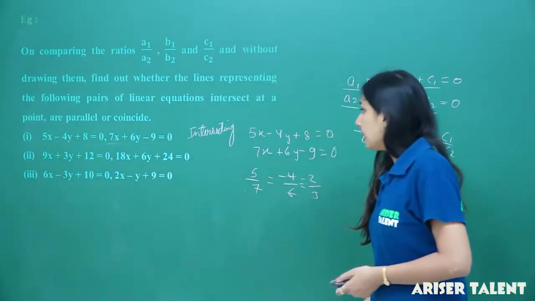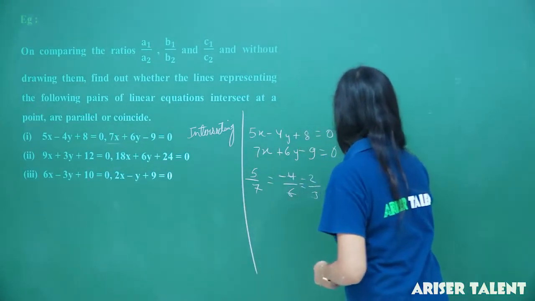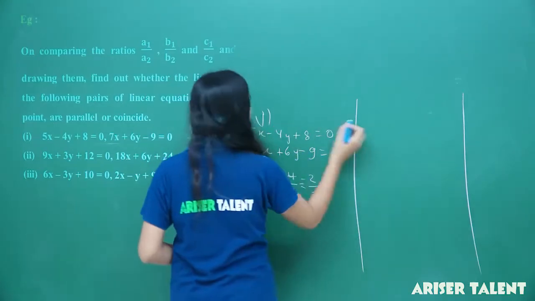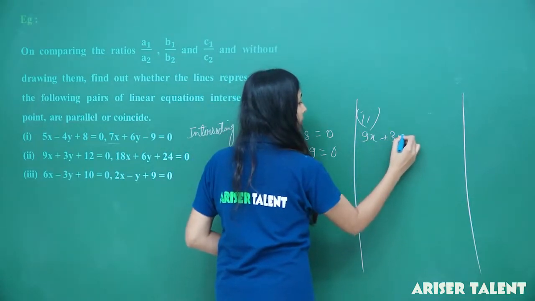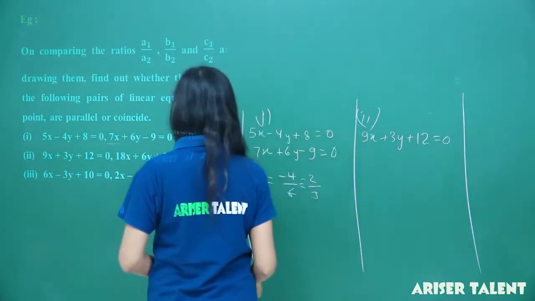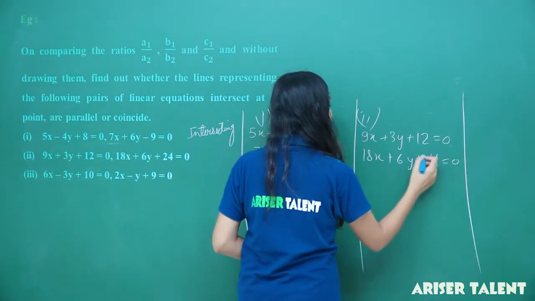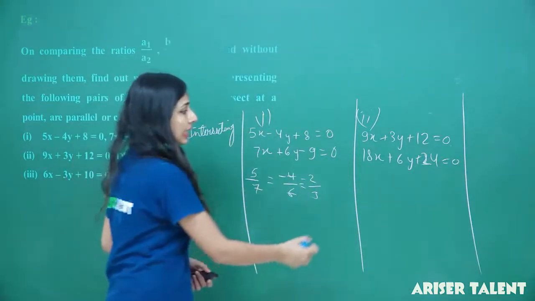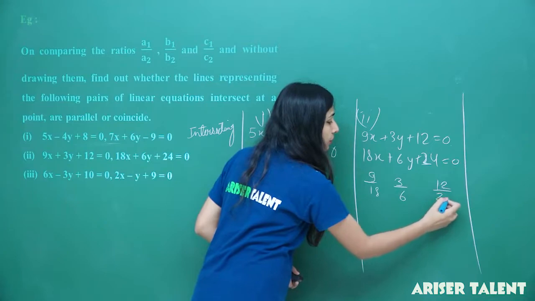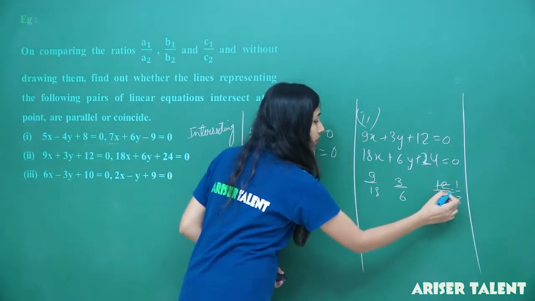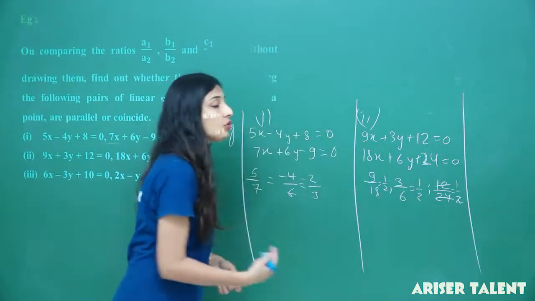Now the second one. I can write 1, 2 and 3 here also. This was for the first, this is for the second. The second one is 9x plus 3y plus 12 equals 0, and the second equation 18x plus 6y plus 24 equals 0. Now student, what is this? 9 by 18, 3 by 6 and 12 by 24. This is 1 by 2, this is 1 by 2 and this is 1 by 2.